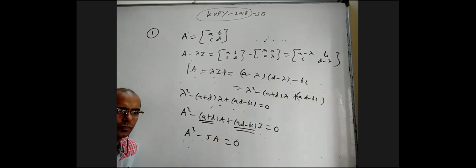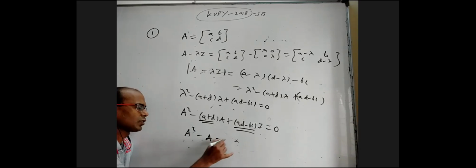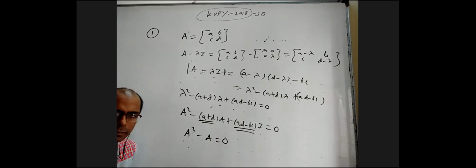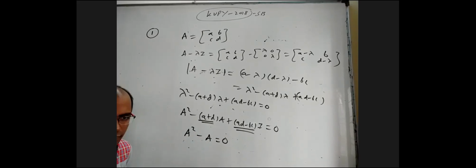If somebody says A square minus 5A equal to null matrix, that's all, then determinant is 0 and trace is 5. If A square minus A is equal to null matrix, then determinant is 0 and trace is 1. That is our present question, by the way.